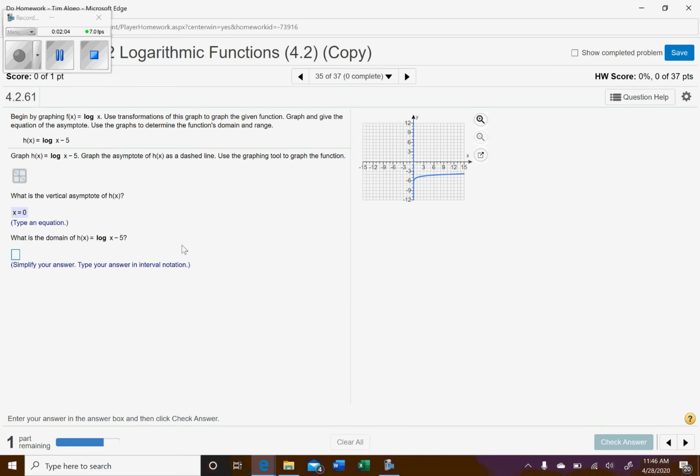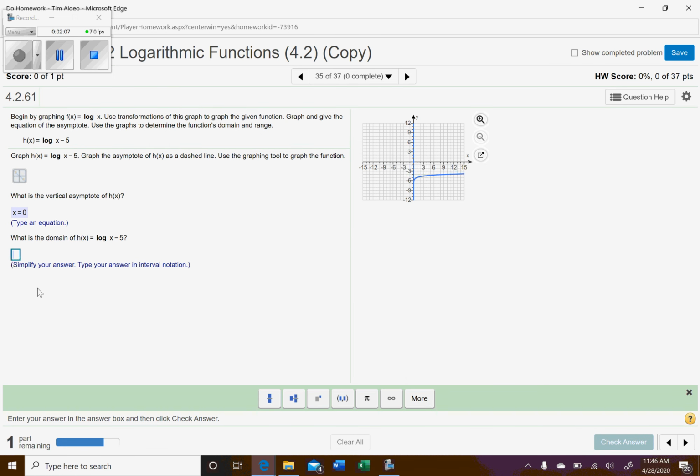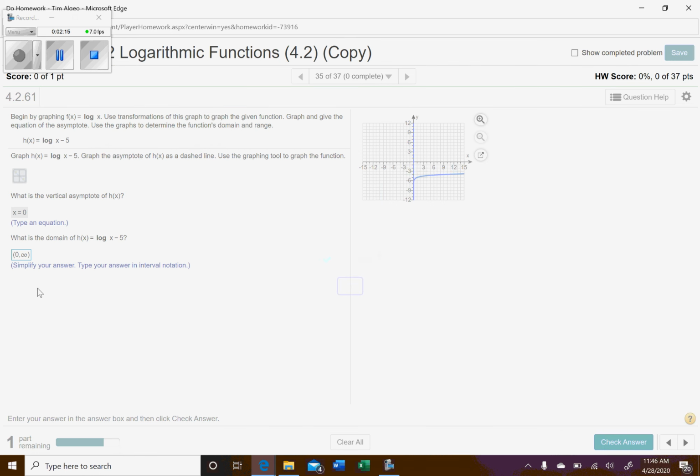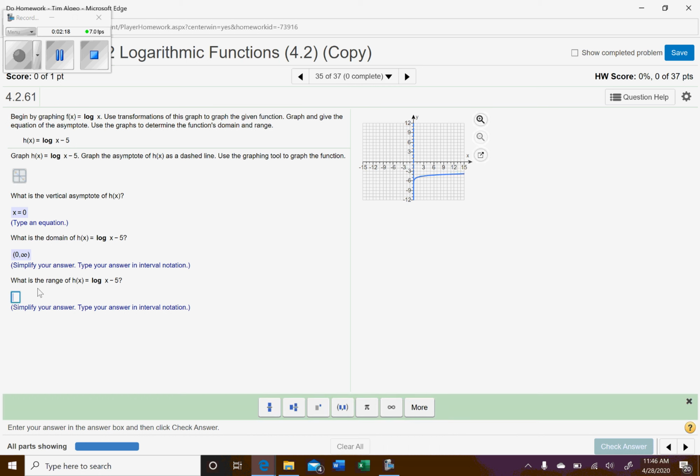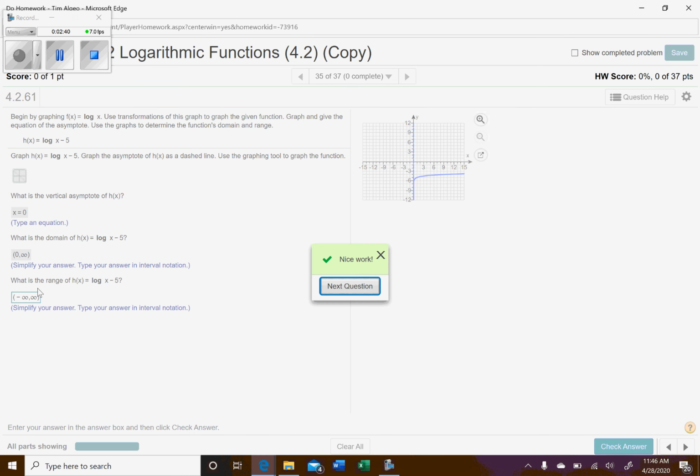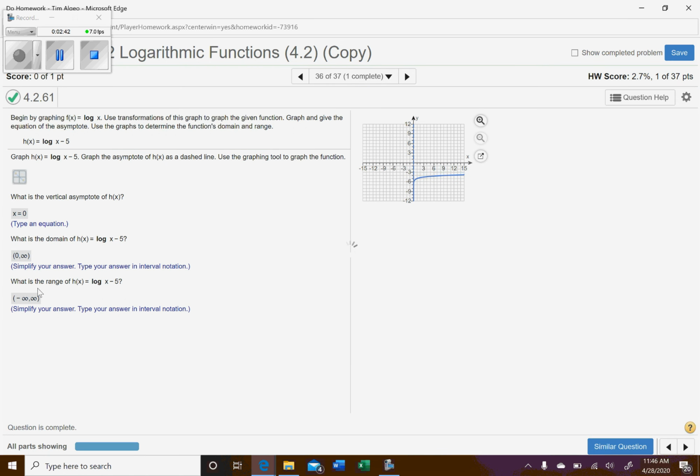Now this time my domain is limited. It's going to be from 0 to infinity. Check that. Okay, and then they're going to ask the range. On logarithms, the range is actually going to be from negative to positive infinity. These are inverse functions of each other. Logarithm functions are just the inverse of the exponential function. So then we'll go ahead and check that. Looks good.